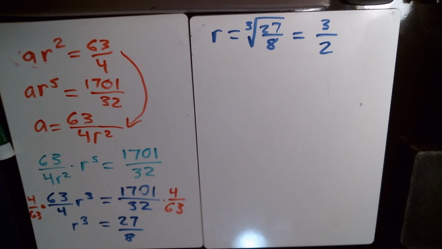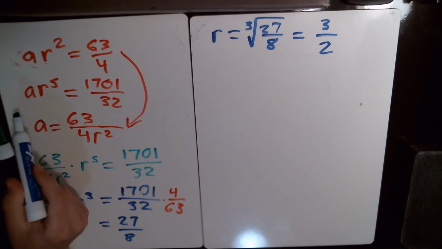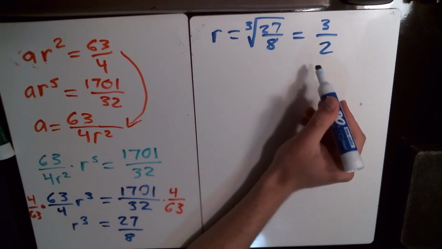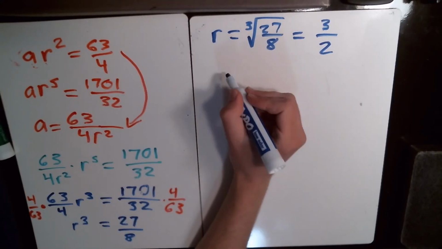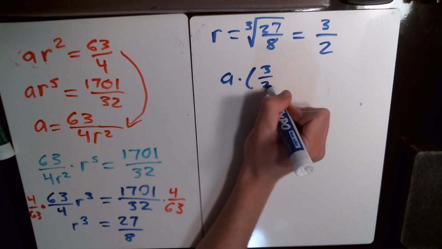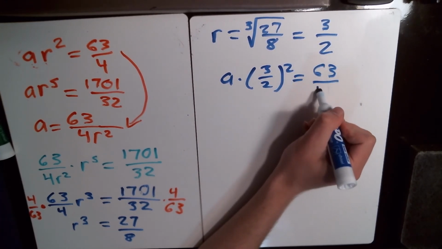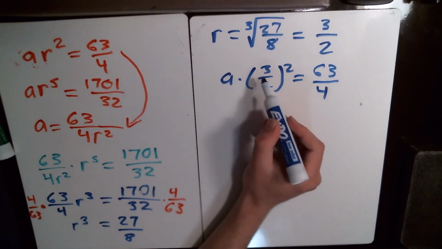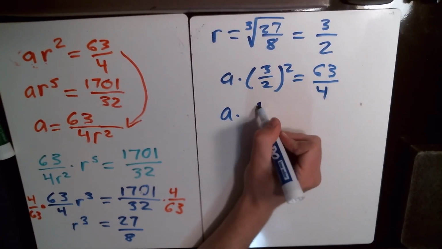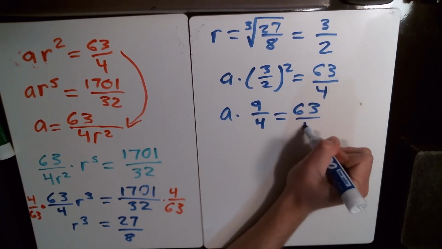So now to find a, or we found r, right? That's one part of our issue. The other thing we've got to do is find a, right? So I would just plug that r back into one of the equations. I'll maybe do the first one. So we get a times r squared, so 3/2 squared is equal to 63 over 4. So we've got a times 9 over 4, equal to 63 over 4.